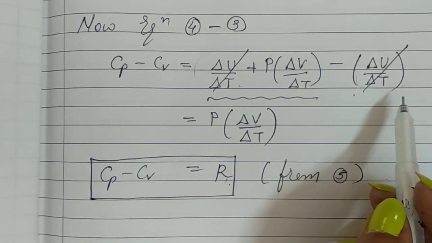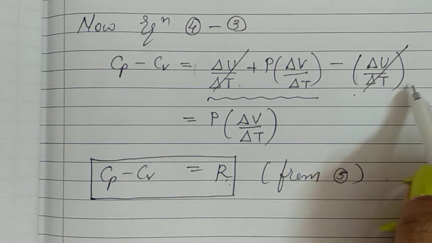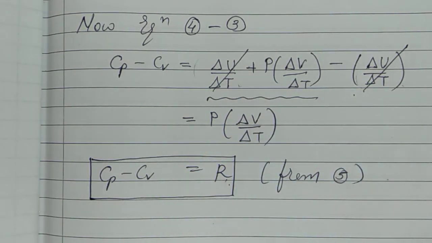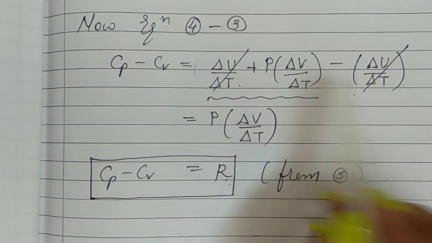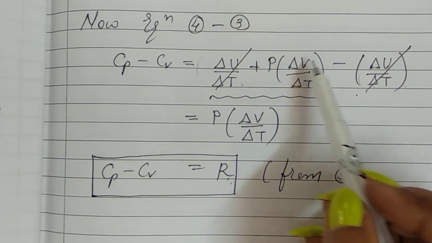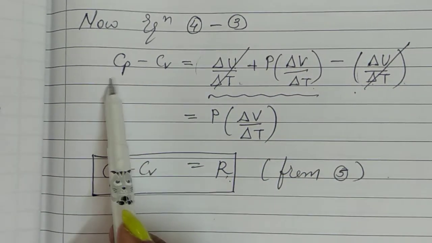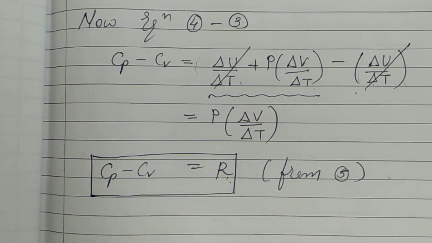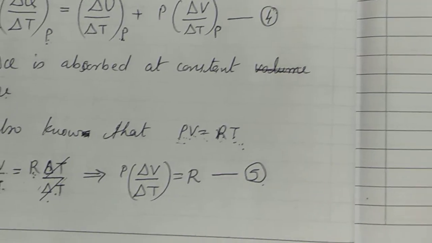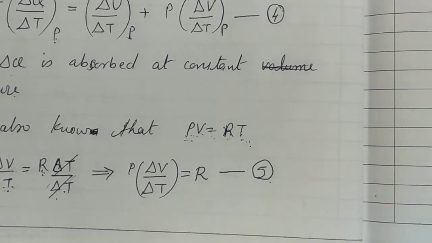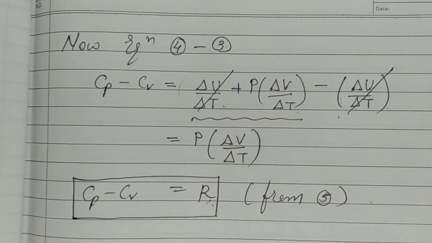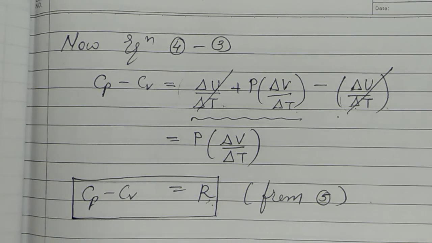That's why we have omitted that P and V, knowing the fact that the internal energy only depends on temperature, it does not depend on pressure and volume. So both these values get cancelled and we are left with P delta V by delta T. So Cp minus Cv equals this quantity, but we have already obtained what this quantity is. Just see here, P delta V by delta T equals R, so we'll substitute that value. So Cp minus Cv equals R. This is the relation between these two specific heat capacities of a gas.